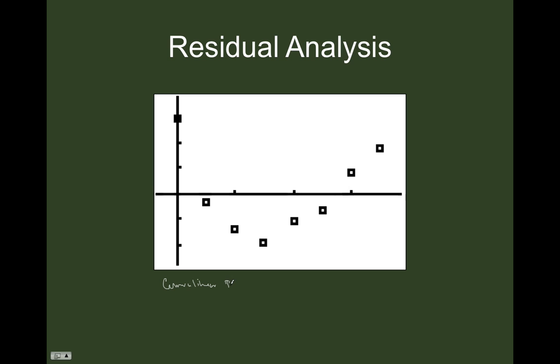This is what we call a curvilinear pattern. And what it implies is that a nonlinear model may be more appropriate. All right, now the residual plot magnifies any kind of systematic varying of the data, of the observed values with respect to the line.